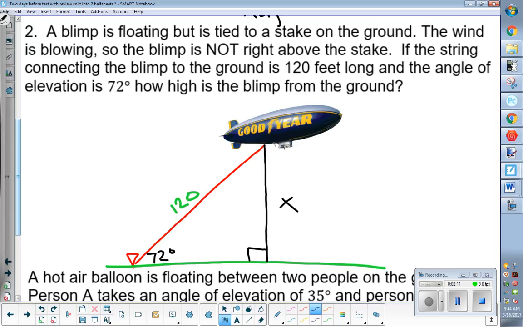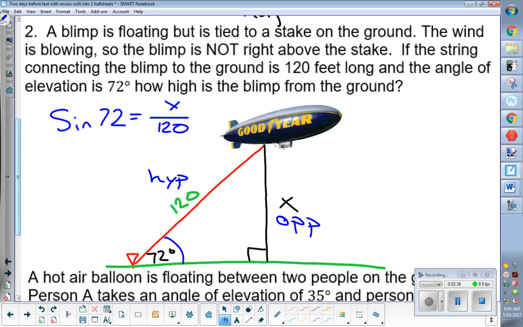Again, it's a right triangle, so we're doing right triangle stuff. How is x related? This is the angle I know. How is x related to that 72? Opposite. And the string is going to be the hypotenuse because it's across from the right angle. So again, we're doing SohCahToa. I know opposite and hypotenuse. That's sine. Sine of 72 equals the opposite over the hypotenuse.